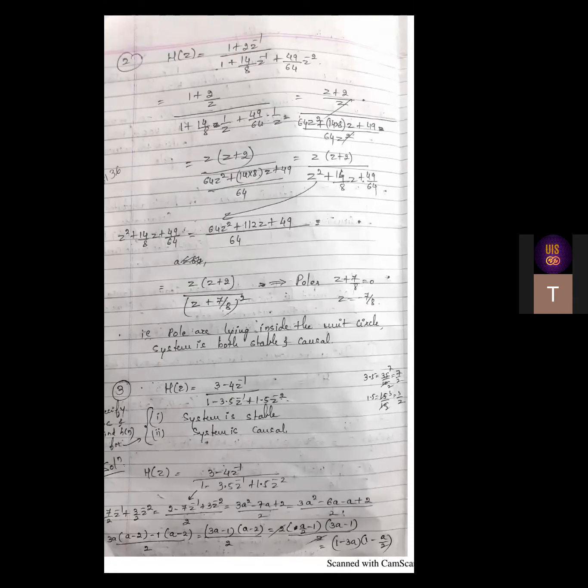This is the question. H of z is equal to 1 plus 2z inverse divided by some big numbers, 49 by 64. Instead of directly going to the denominator factorization, first convert the question into z form, not z inverse form. Till now in z transform, whatever question is there in terms of z, we convert it to z inverse, so that it is easy for us to get the x of z.